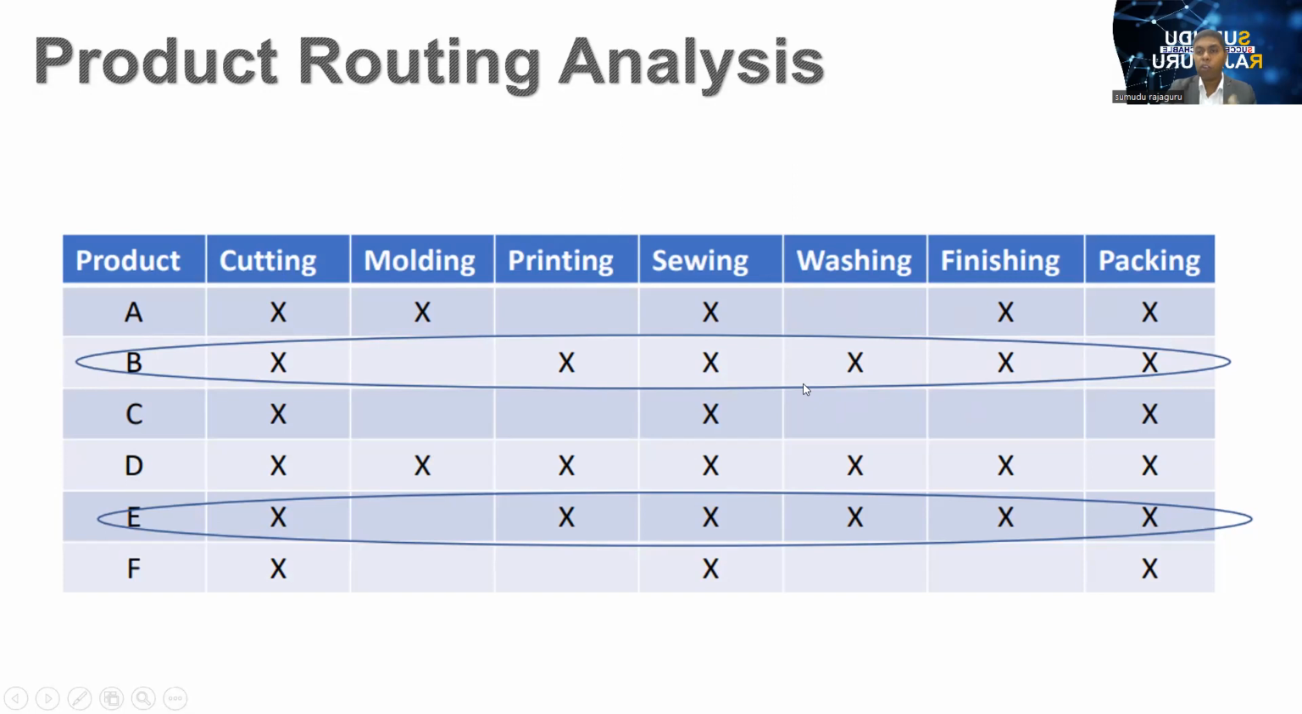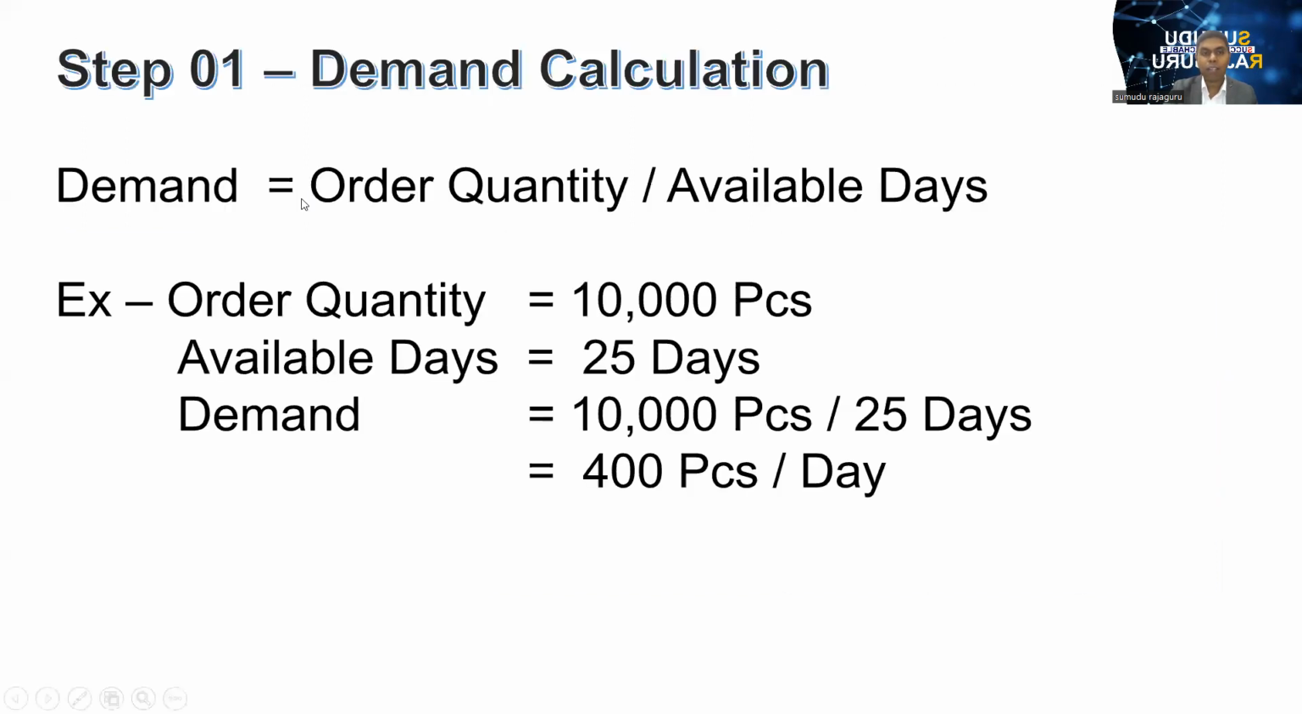When we talk about product B, it's going through cutting, molding, printing, sewing, washing, finishing, packing. So if we draw the value stream map, we have to select the product that goes through the maximum number of processes available in the organization. Then almost all processes are covered and the results can be good. This is called product routine analysis. So based on the product routine analysis and the customer identification, product type, product category identification, we have to select the product. Considering that product, we have to calculate the per day demand. That is step number 1.